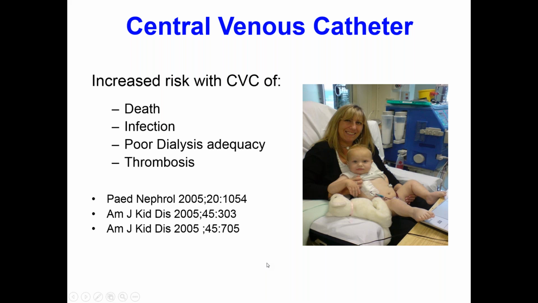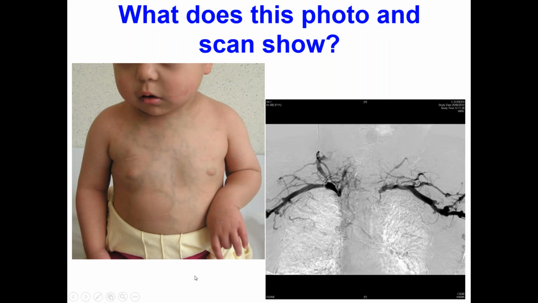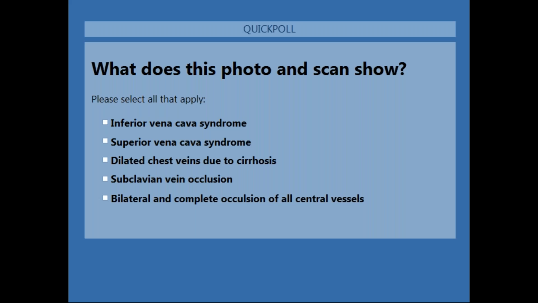Let's look at this scan here. So you see this photograph of this child, and then you see his arteriogram. What I would like to do is to ask you a question now about what you see on this photo and what the scan shows. So let's start this question. Take a look again at the photo and the scan and tell me what it shows. In the same patient, what is the conclusion you draw from this imaging?